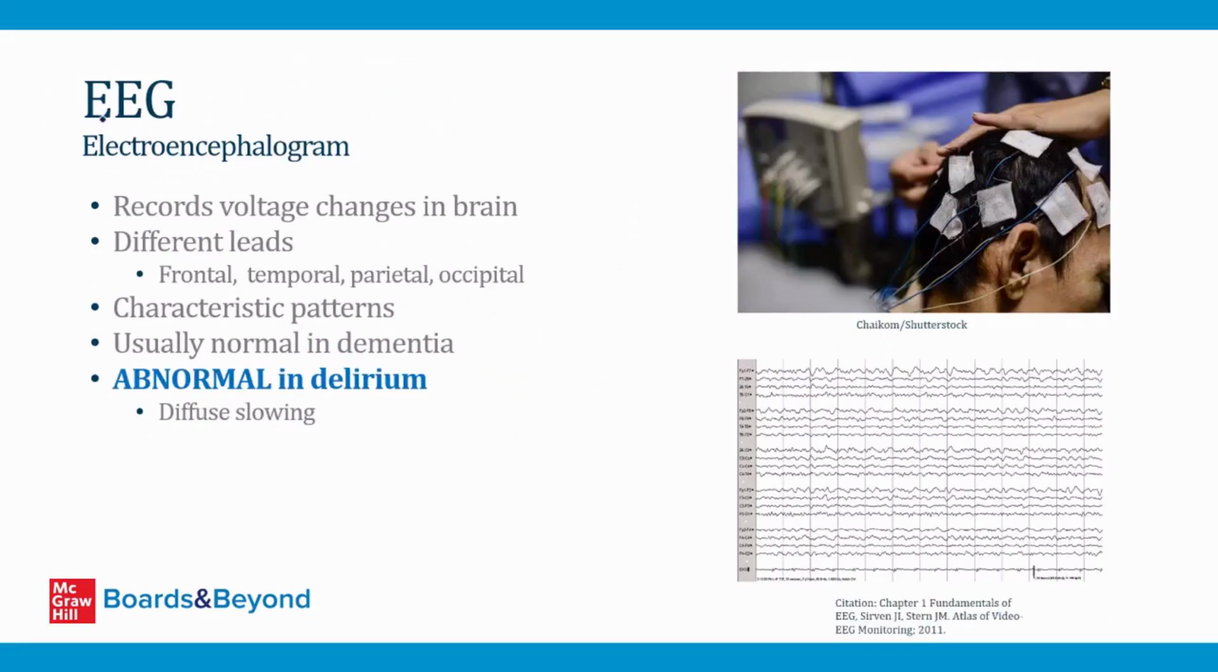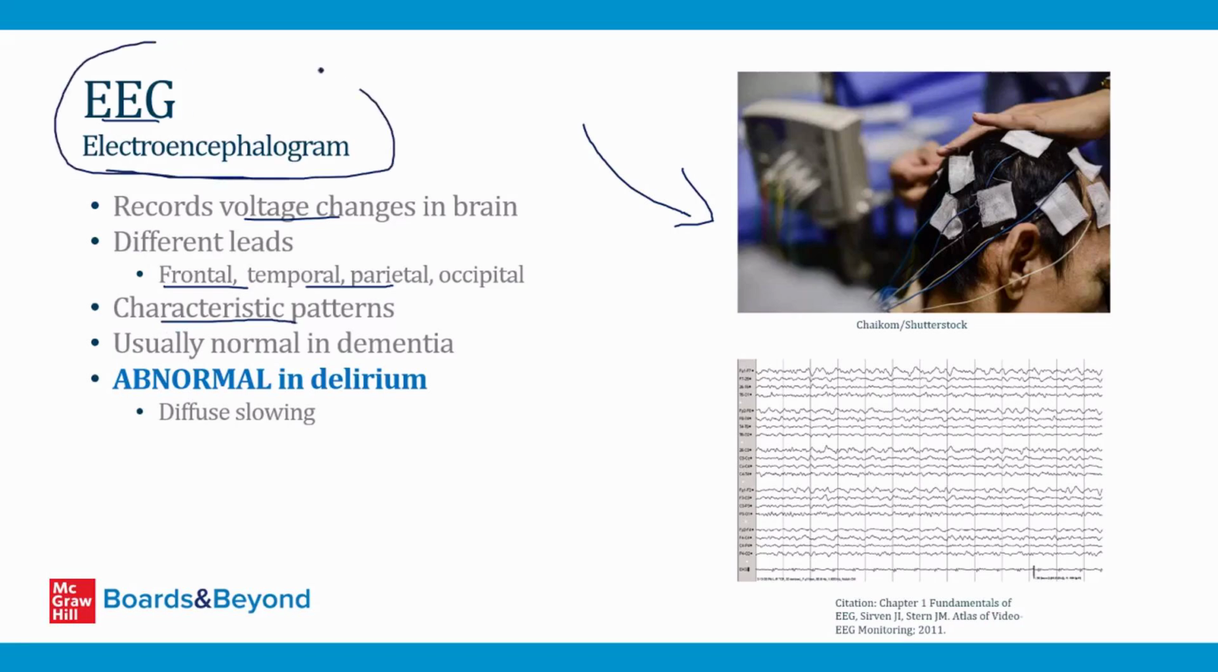Let's talk briefly about the EEG in patients who have delirium. So an EEG is an electroencephalogram. It's a diagnostic test that you obtain by placing leads in the patient's head, like what's shown here, and you record the voltage of electrical activity in the brain. And there are different leads for different parts of the brain, like the frontal lobe and all these lobes I've listed here.